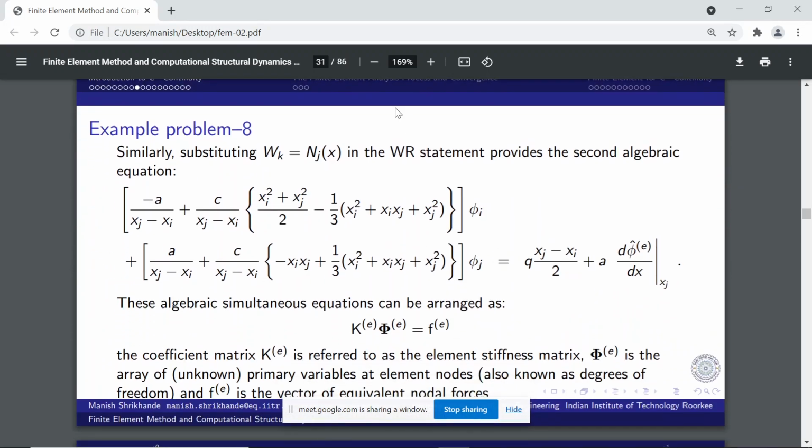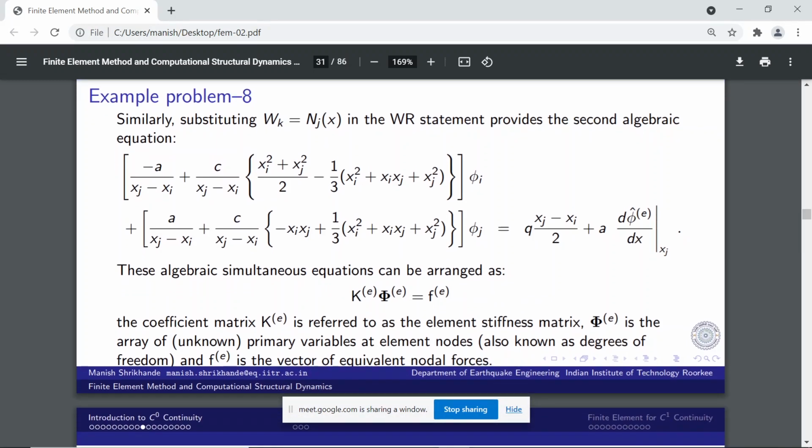And similarly, substituting w as Nj in the weighted residual statement will provide the second algebraic equation in the same way. And there are two equations in these two unknowns, phi i and phi j, and they can be arranged in matrix form as Ke times phi e equal to Fe. The coefficient matrix Ke is referred to as the element stiffness matrix. Phi e is the array of unknown primary variables at element nodes, also known as degrees of freedom in structural mechanics parlance. And Fe is the vector of equivalent nodal forces.